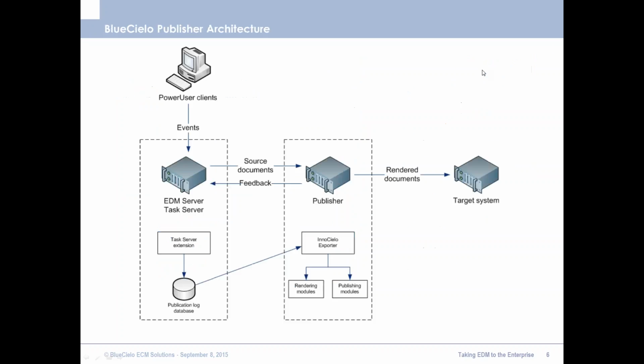And just looking at that, expanding the architecture a little bit more. This is showing a power user client. The action could also take place in the web client as well. Some user interaction, an event happens, gets submitted to the publisher, and then goes either back to the Meridian Vault or to some other system.